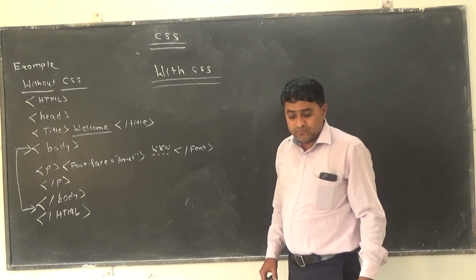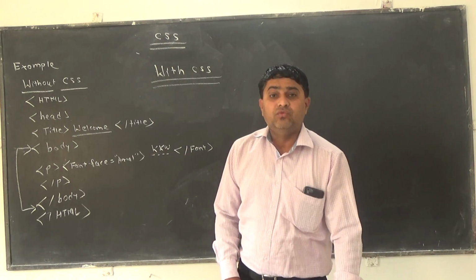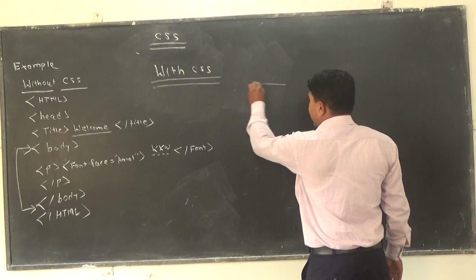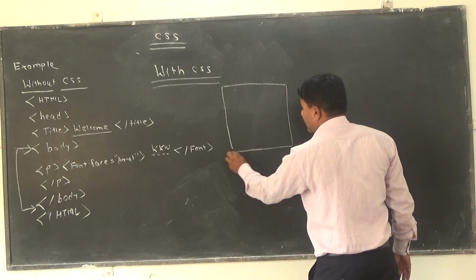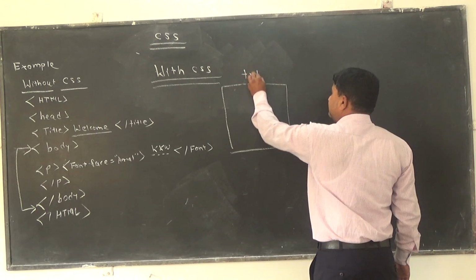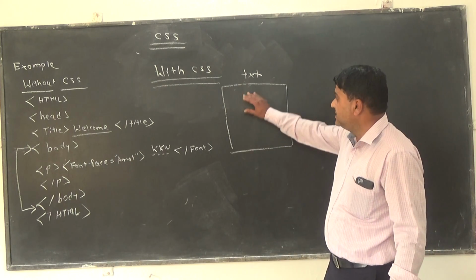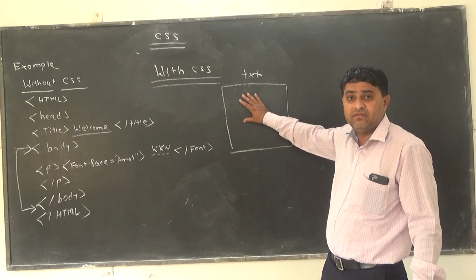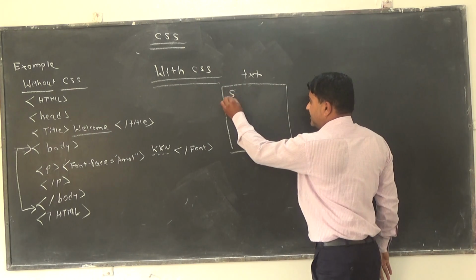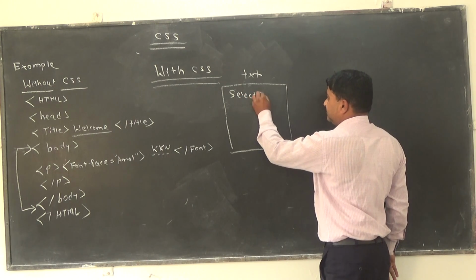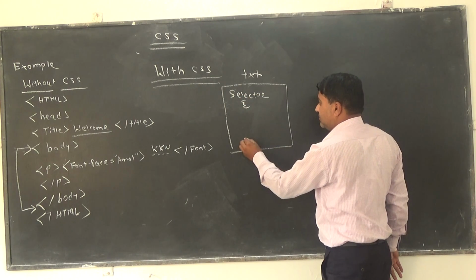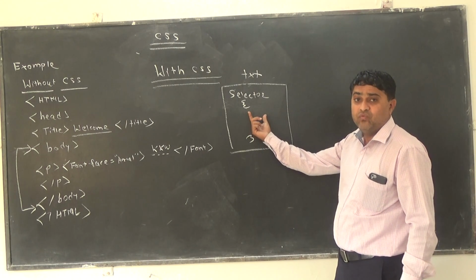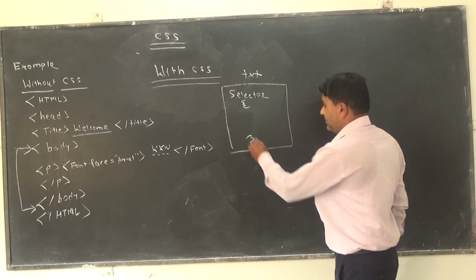With CSS means that we define the style rule in a separate file. For example, this is a txt file, and we define the style rule in a separate file. That separate file contains a selector. For example, this is a selector, opening curly braces, closing curly braces, and in that we define properties and values that apply to the selector.